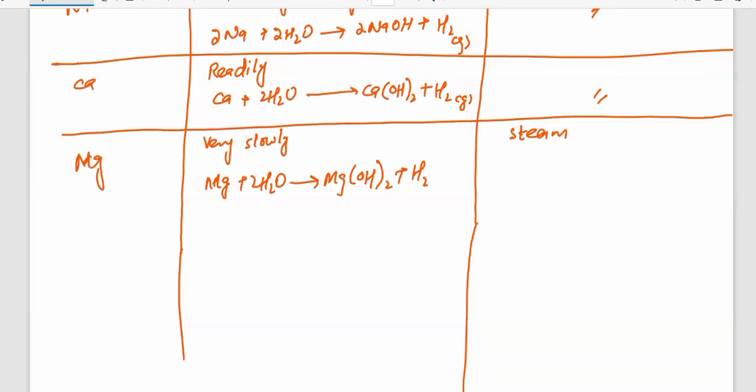But when magnesium is allowed to react with the steam, it reacts violently. Remember that whenever anything reacts violently with the steam, it doesn't form a hydroxide; it forms magnesium oxide, and then hydrogen. Okay, keep this in mind. Next we are going to study zinc.